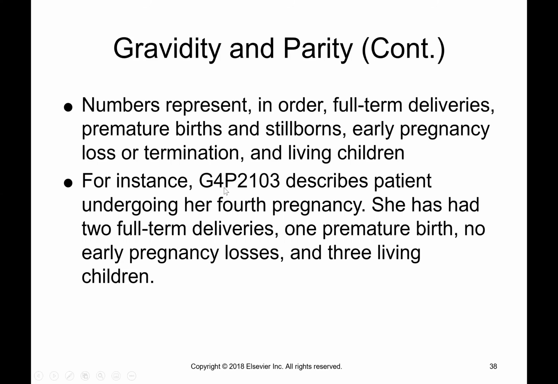So how many times has this patient been pregnant? She's going on her 4th pregnancy. She's had 2 full-term deliveries, 1 premature birth, no early pregnancy losses, and 3 living children. So my gravida para would be gravida 3. I was pregnant 3 times. I had 3 full-term deliveries, no premature deliveries, no early pregnancy losses, and I have 3 living children. And this is how we'll write this in our report so that the doctor knows their history.